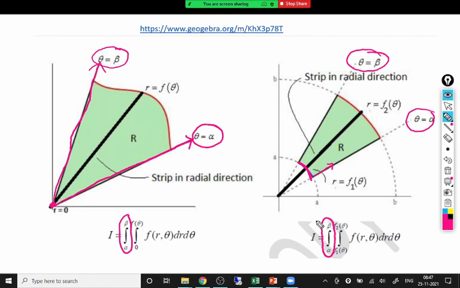Remember, outer limits are always of theta, and outer limits are always constant. Inner limits can be a variable, can be constant. That is as usual, like in double integral. So outer limits are of theta first. That is the first thing.